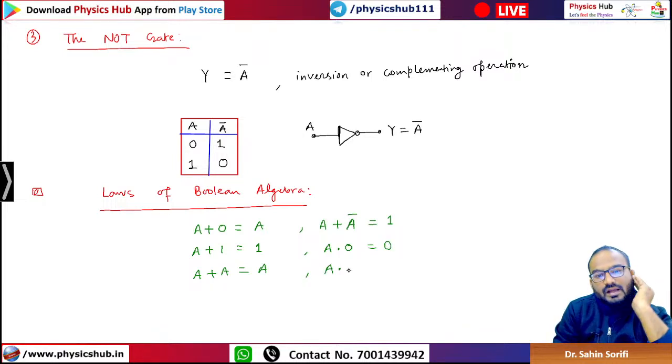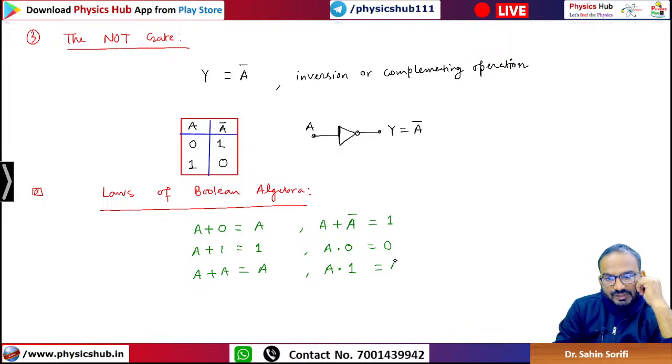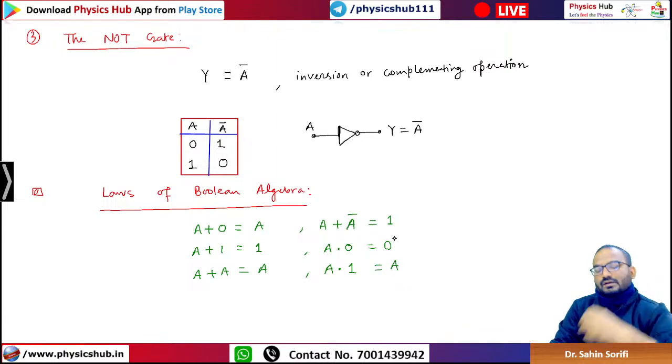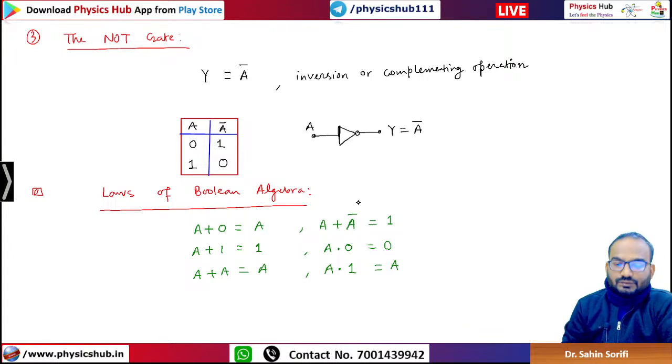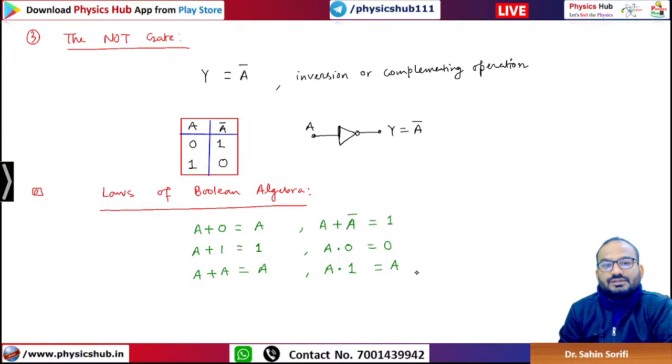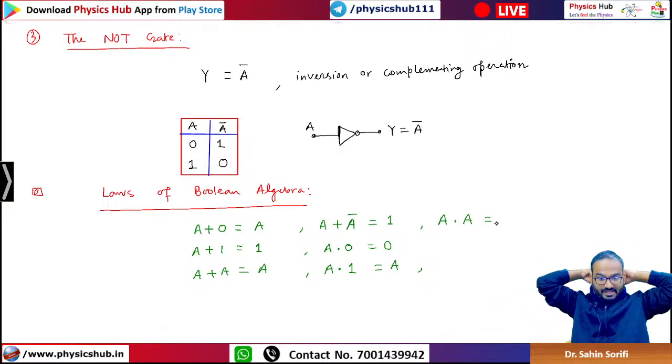A and 1. What will it be? It will be A. Look, we are not simply doing mathematical calculation. We have to keep in mind the logical operation. The logic gate perspective should be kept in mind while writing these results. These are standard results. For example, A and A. What will be its value? Tell me. A and A.